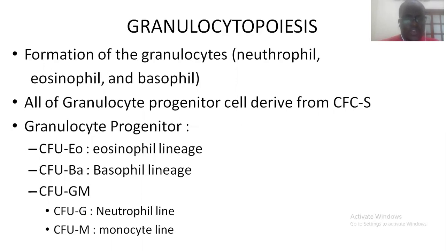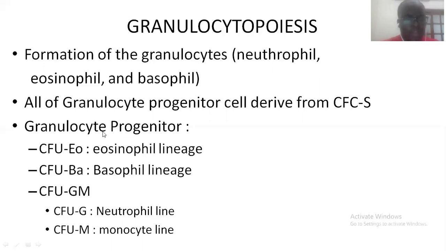So all the granulocyte progenitor cells are derived from colony-forming cells, stem cells. This is a stem cell that will form a colony. So it's called colony-forming cells, the colony-forming progenitor cells. And you have different types of these colony-forming cells depending on the cells that they will mature into. For instance, you have the granulocyte progenitor cells, and you have different types of these, so they can differentiate into committed cells.